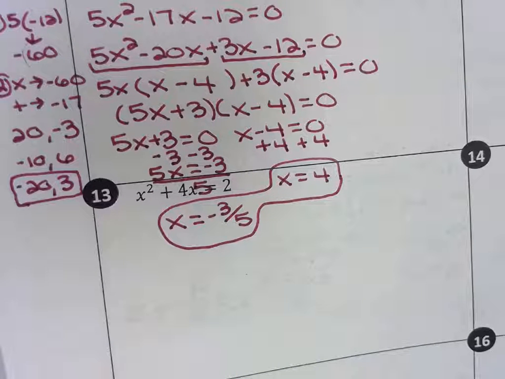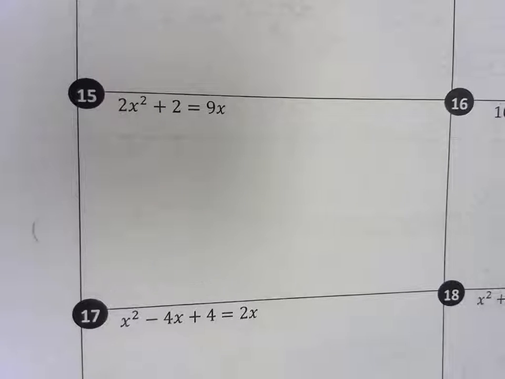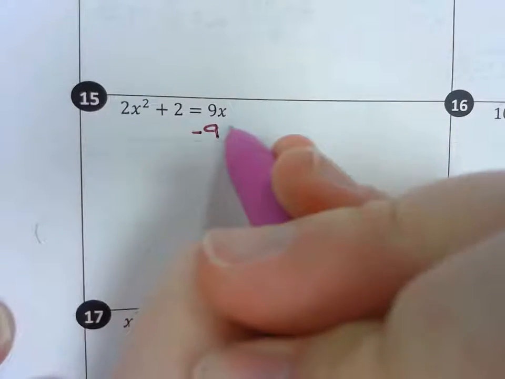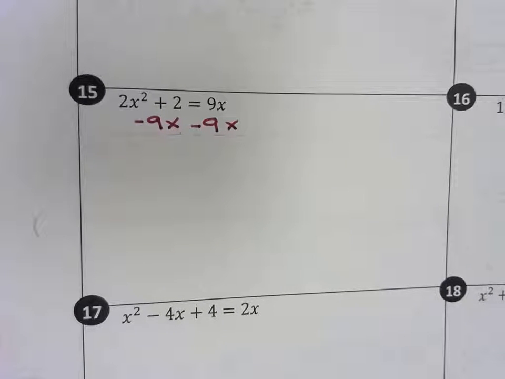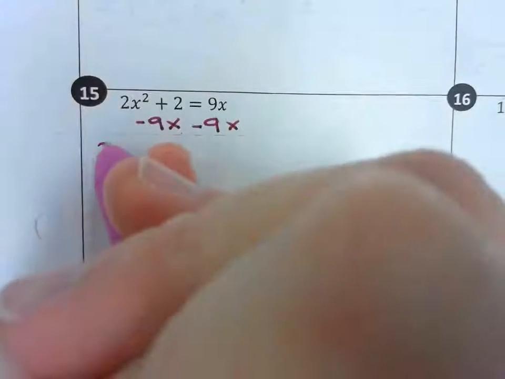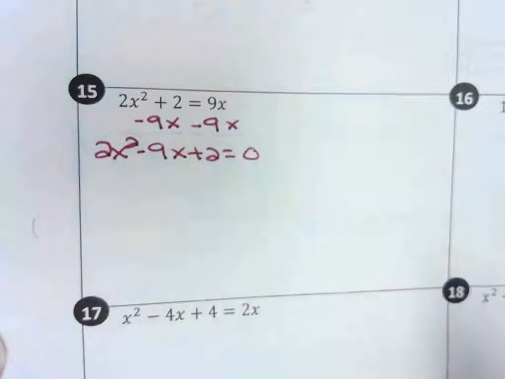Okay. Questions on that? I want to do one more with you. Any questions? Okay, let's look at 15. I want to get it set equal to 0 first. So as I look at that, to get it equal to 0, subtract 9x. There's nothing to combine it with, so I'm just going to put it in the middle, minus 9x. So I have standard form, 2x squared minus 9x plus 2 equals 0.